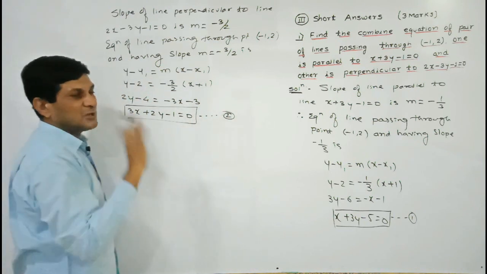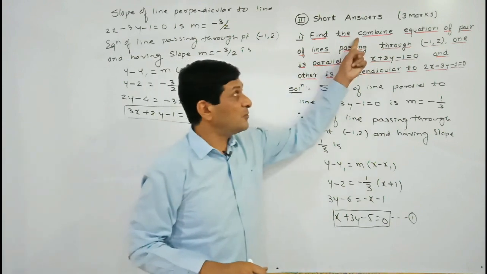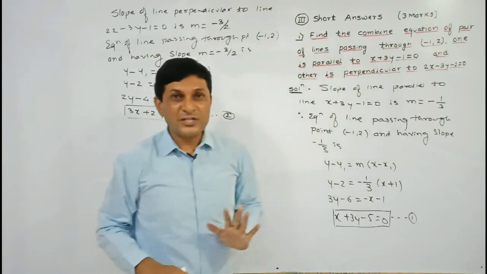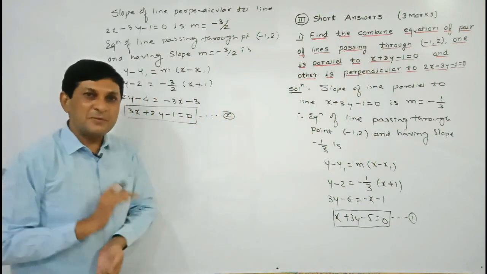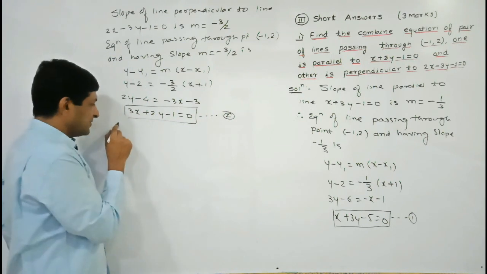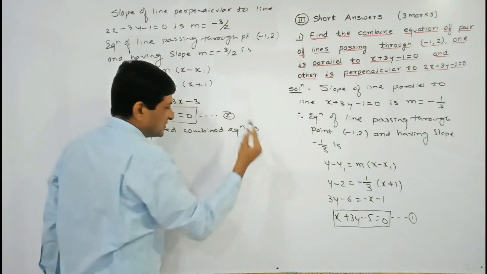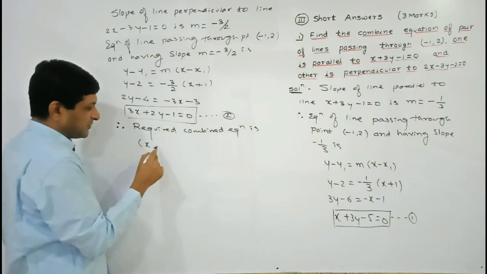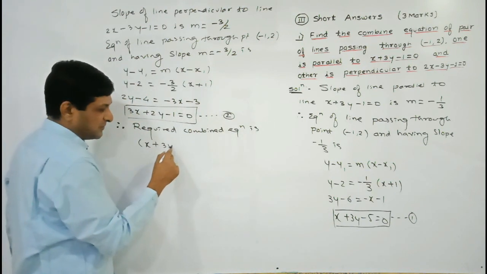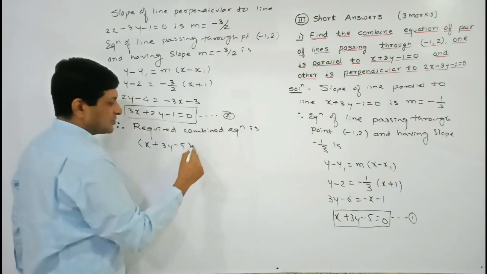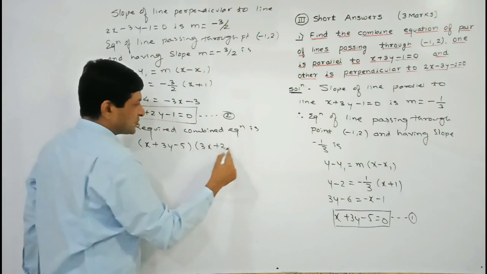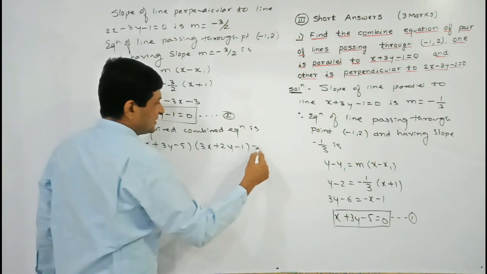Once the equation of both the lines is known to us, to find the required combined equation, we simply have to take the multiplication of these two equations. So we can say that the required combined equation is, now take the multiplication. What is the equation of the first line? x plus 3y minus 5, and the equation of the second line is 3x plus 2y minus 1 is equal to 0.